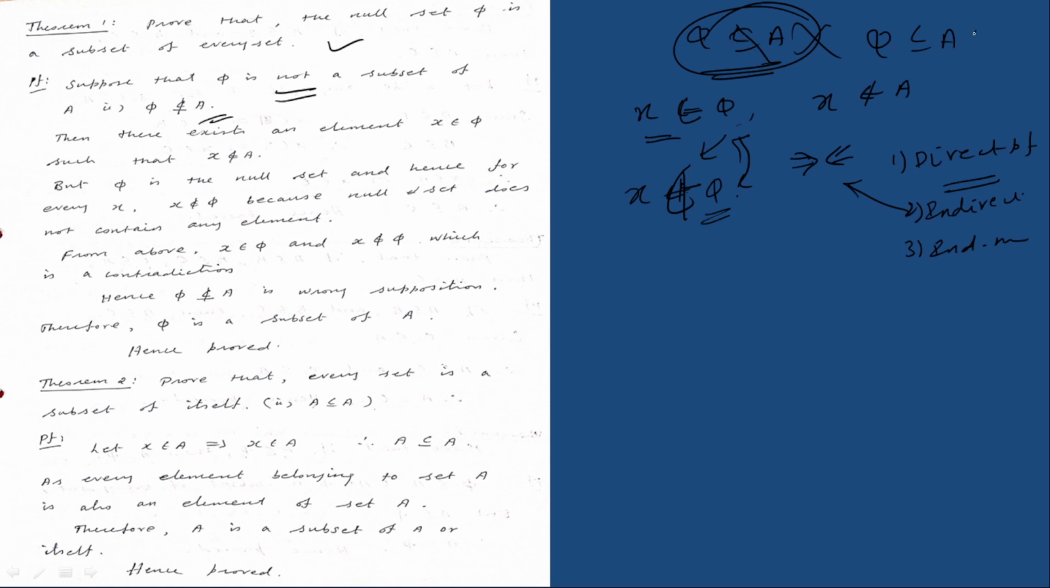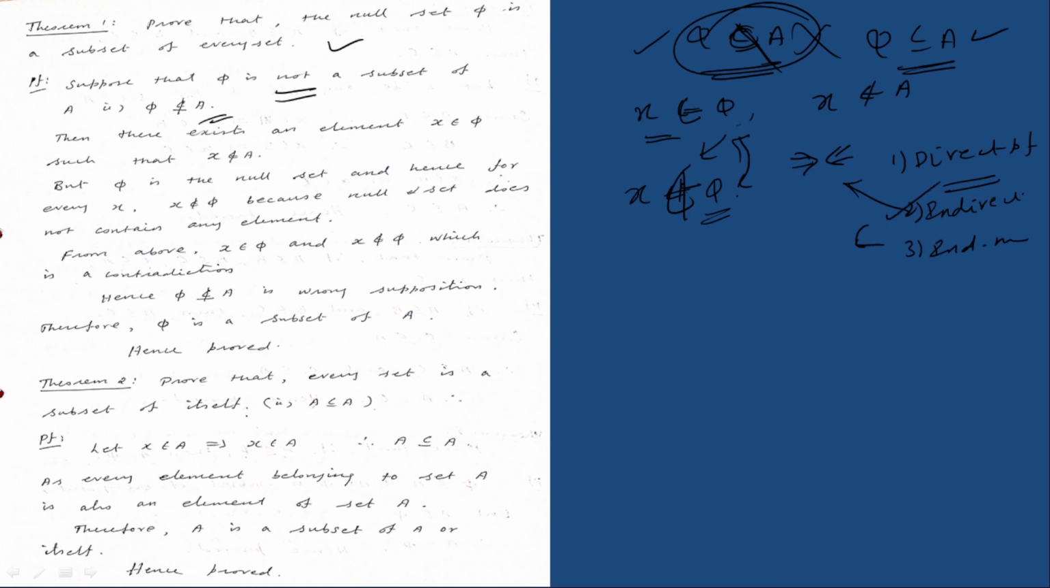So the given statement is: phi is a subset of A. Instead of proceeding by taking phi is a subset of A, what I have to do is take that phi is not a subset, which means proof by contradiction. The third one is induction. Here we may follow the second method of proof.